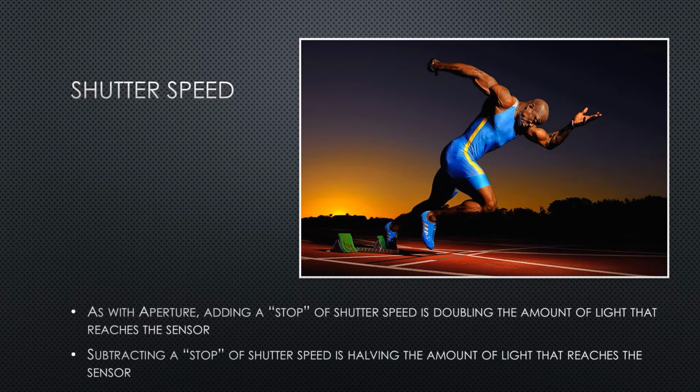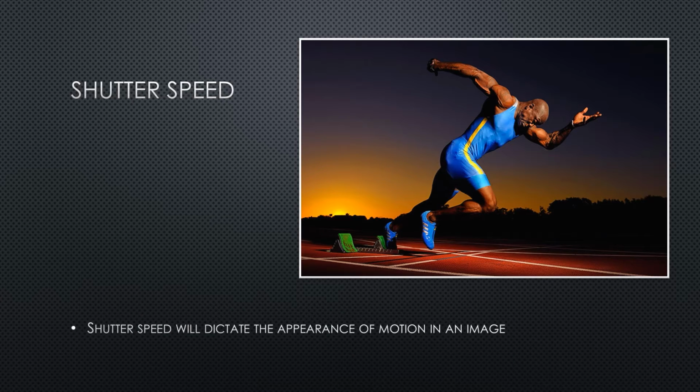Likewise, if I subtract a stop of shutter speed, say going from 1/8 of a second to 1/16th of a second, I would be cutting the amount of light in half that reaches the sensor. Shutter speed ultimately will dictate the appearance of motion in your images.